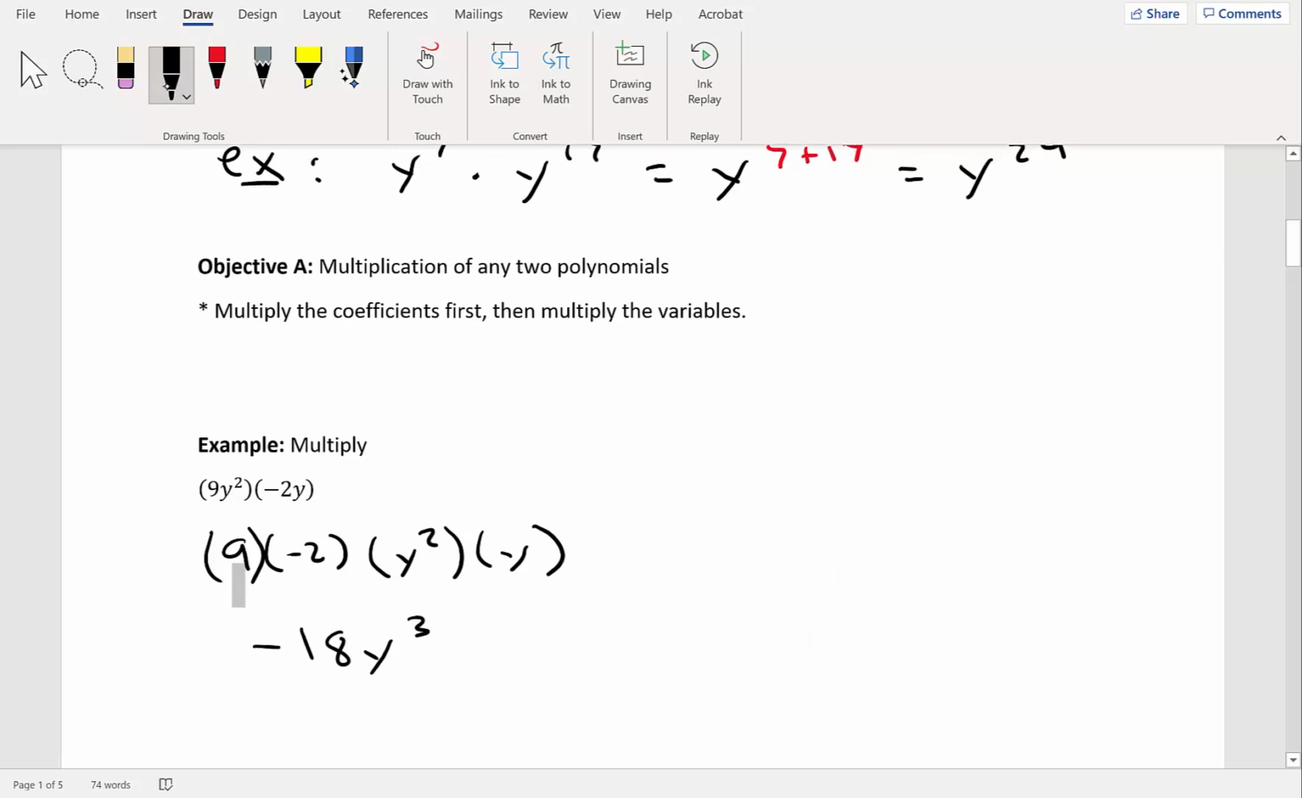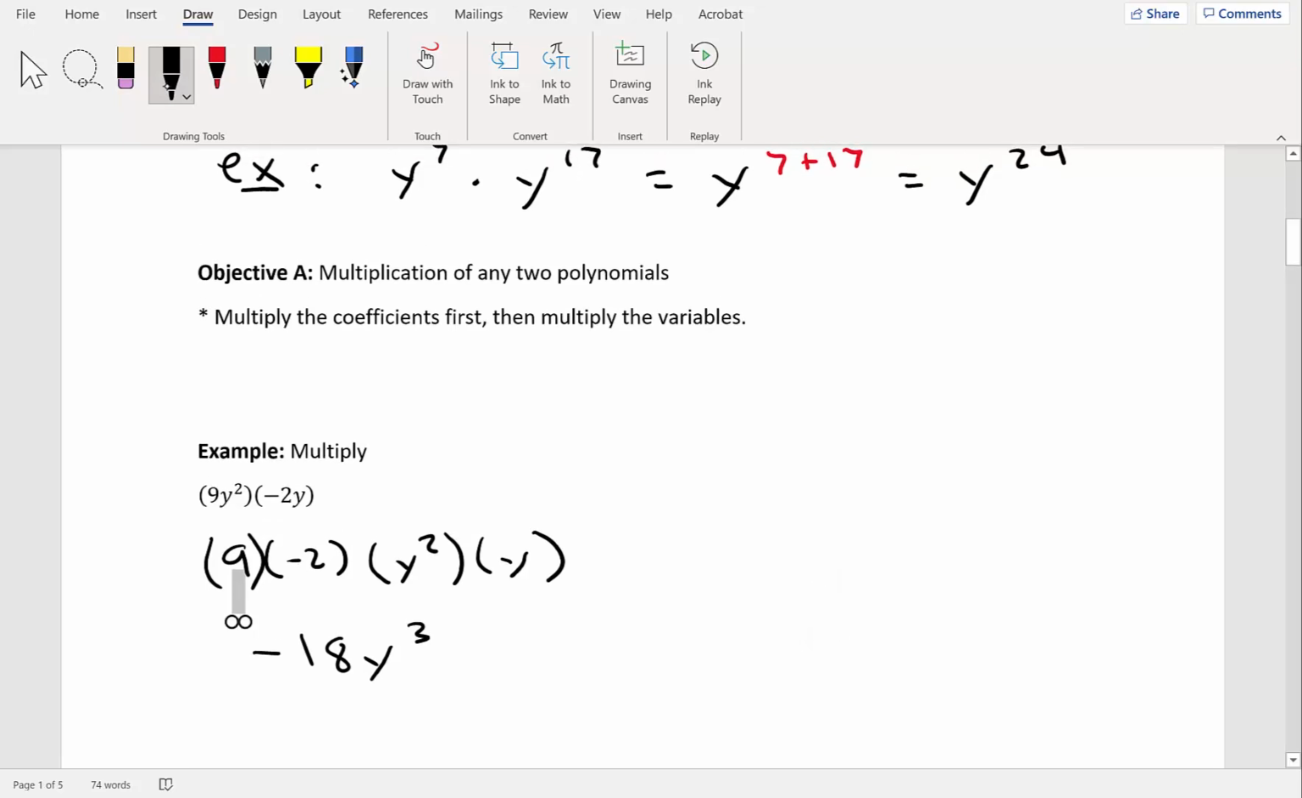Now, once you get the hang of this, you don't have to necessarily rearrange the coefficients so they're next to each other and the variables next to each other, then multiply. You could go ahead and just multiply it right away.